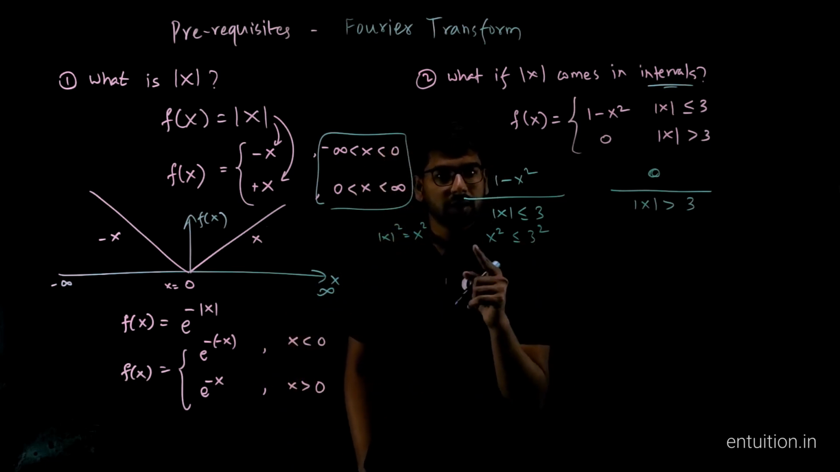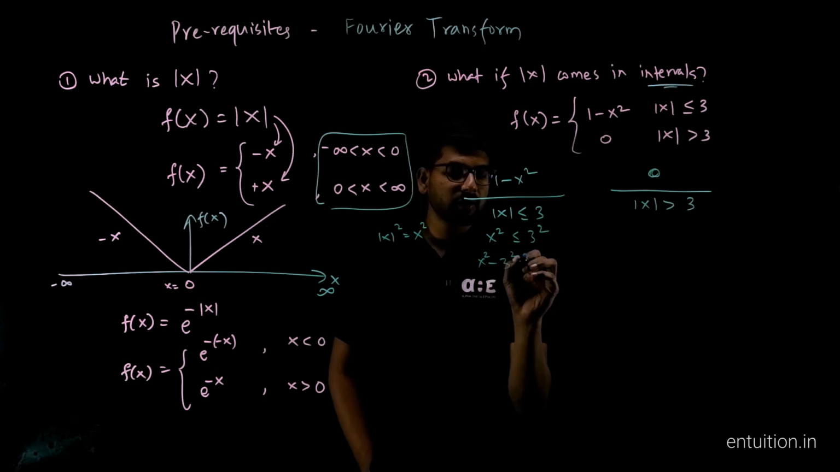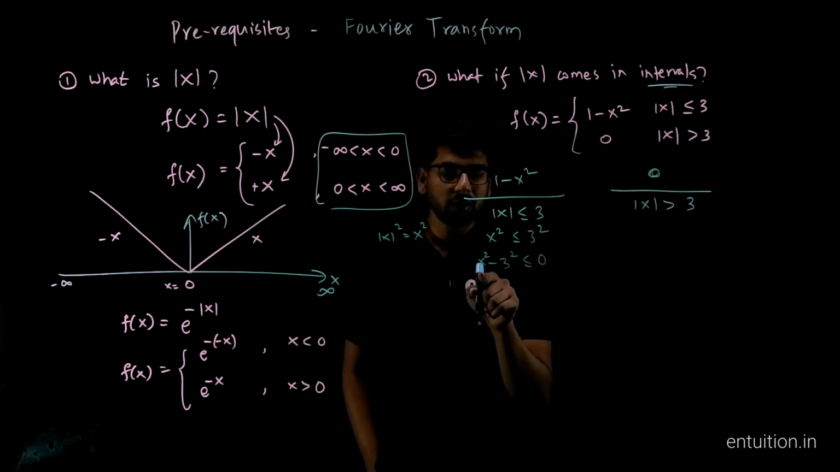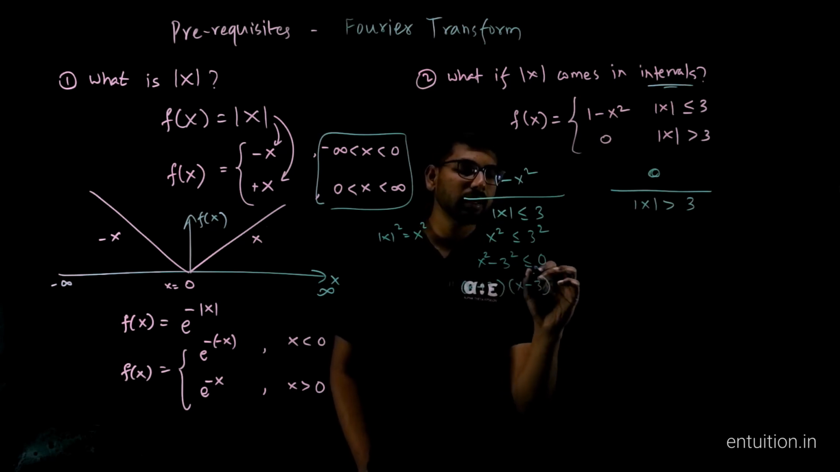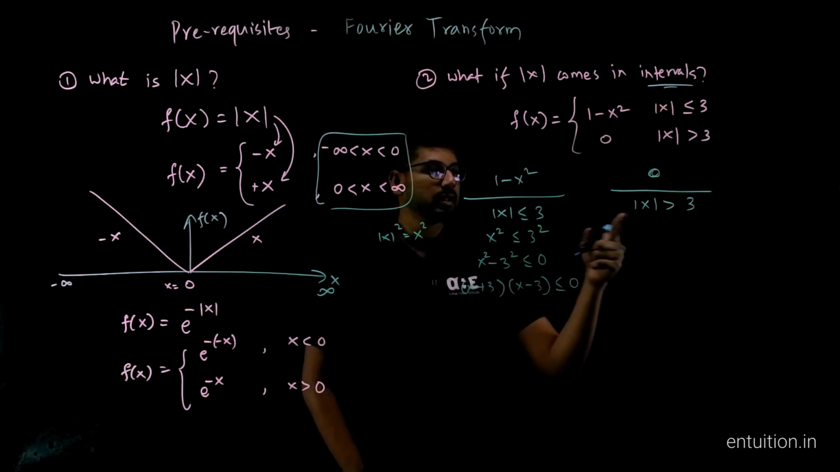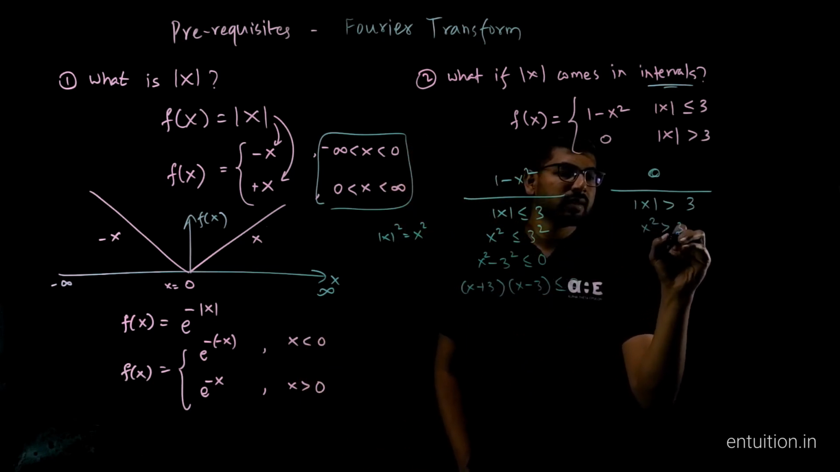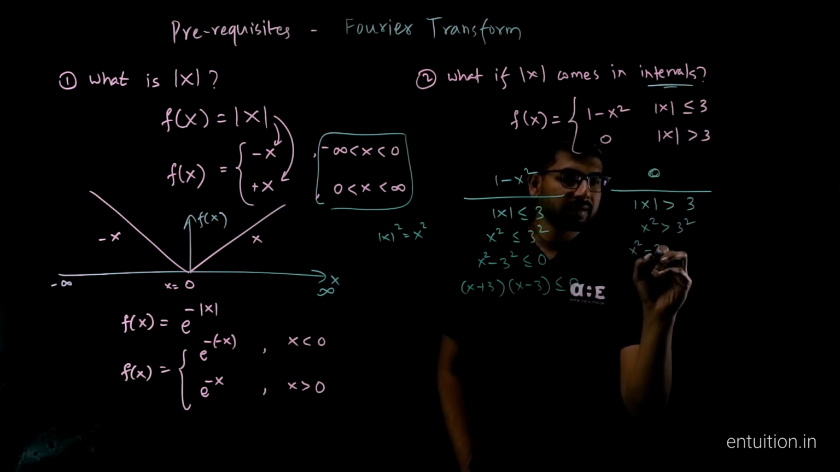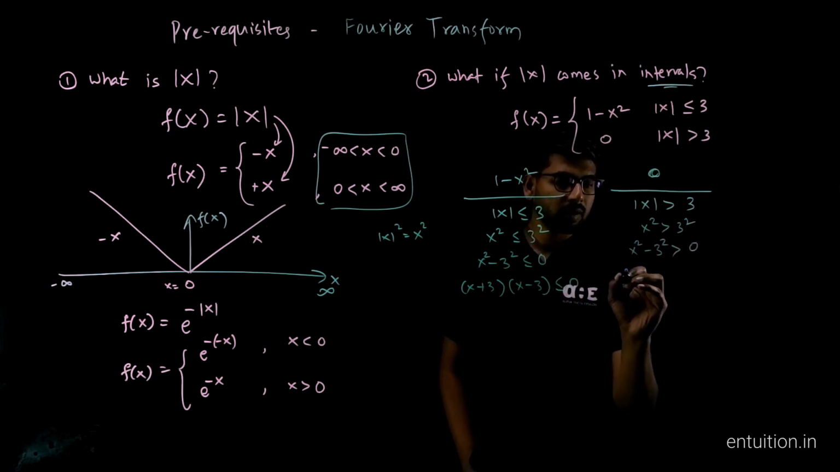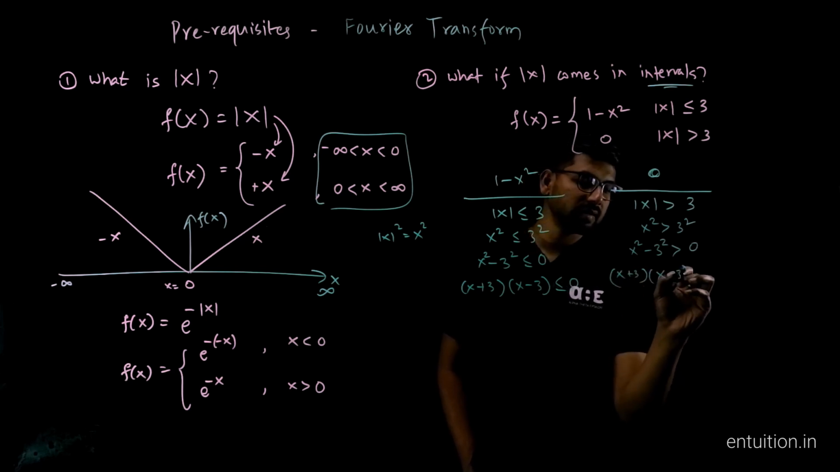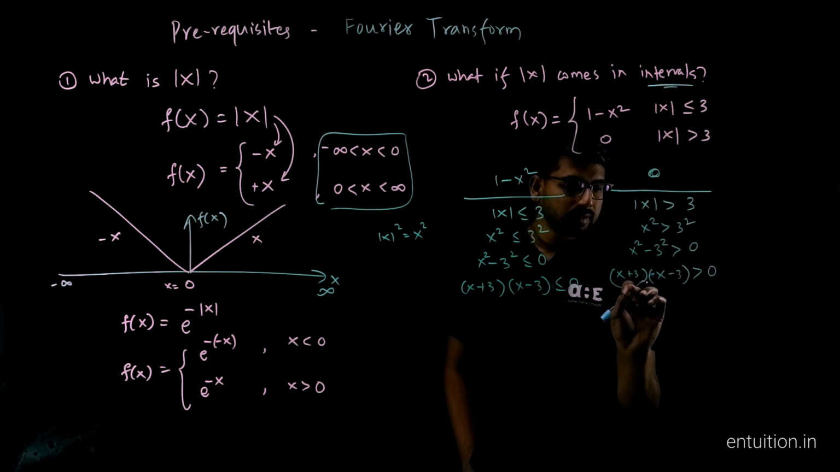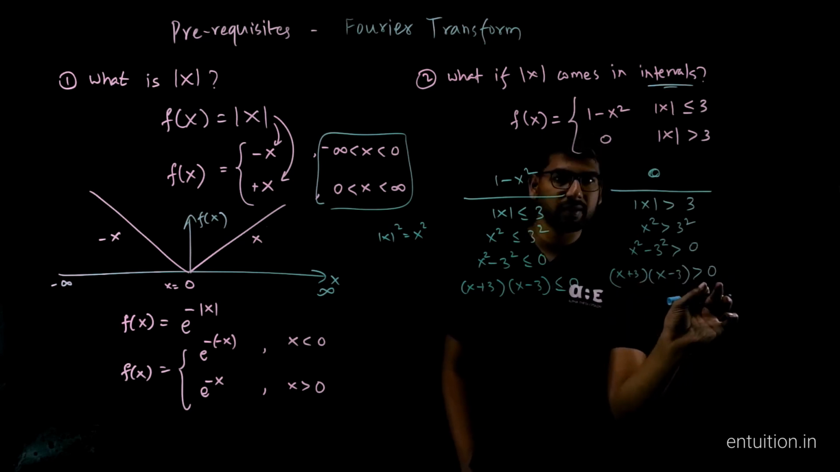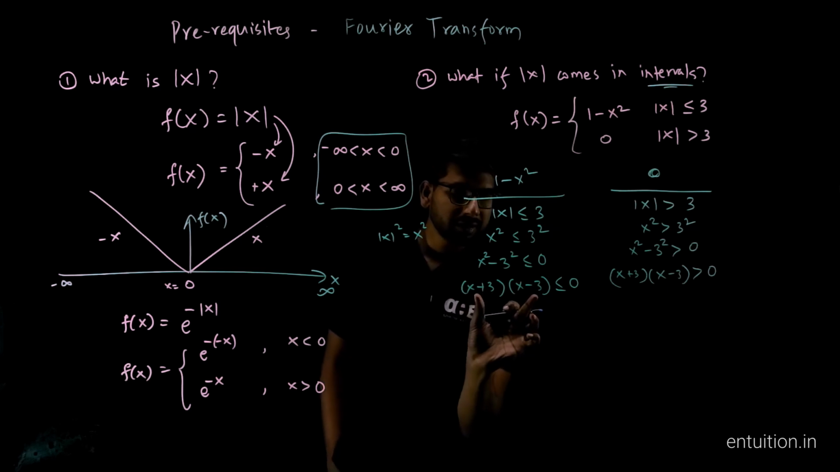So sending this to one side, it is x square minus 3 square is less than or equal to 0. What is a square minus b square? It is (a plus b)(a minus b) less than or equal to 0. Similarly on this side, x square is greater than 3 square, so x square minus 3 square is greater than 0. Again a square minus b square: x plus 3 times x minus 3 is greater than 0. So for f of x to be 0, the left hand side should be greater than 0. For f of x to be 1 minus x square, the left hand side should be less than 0.